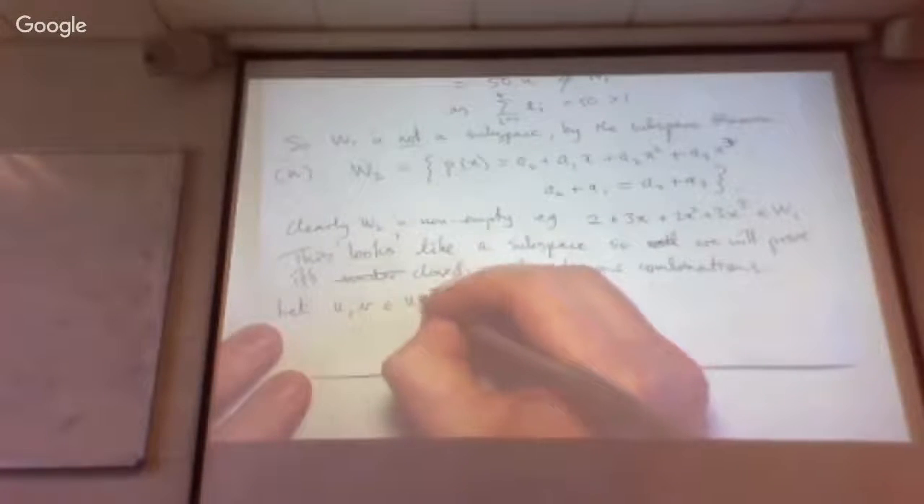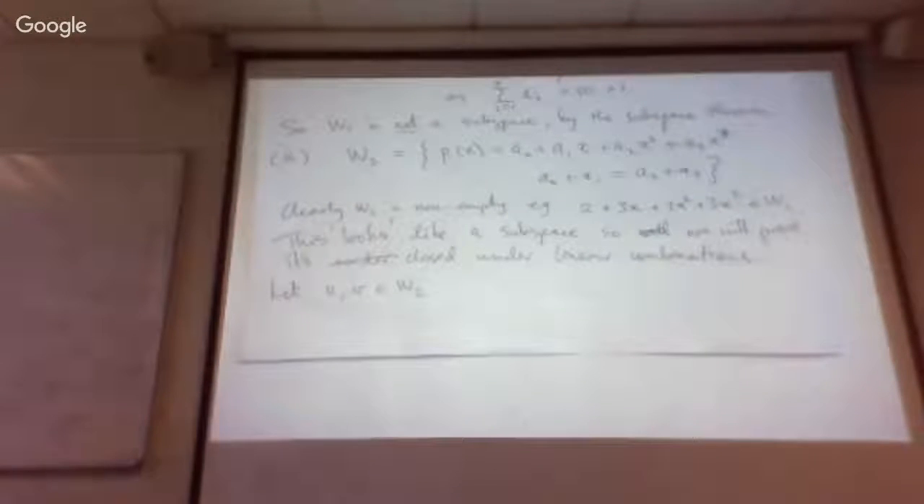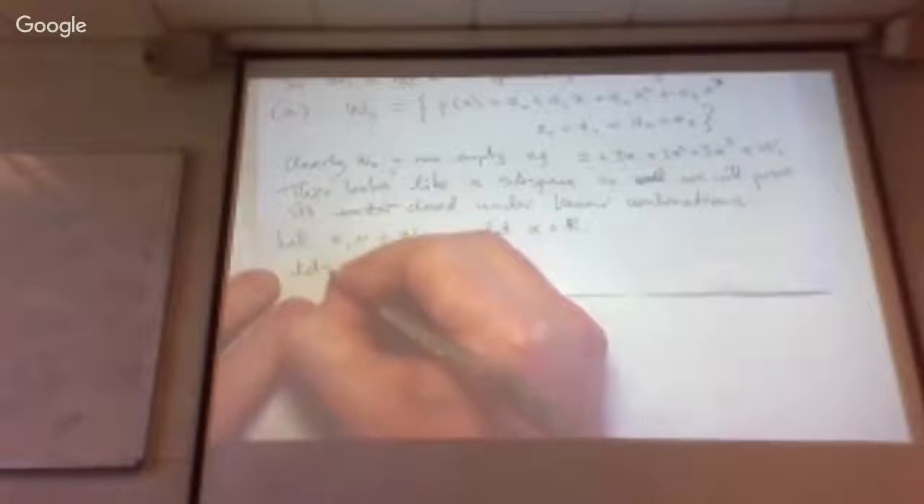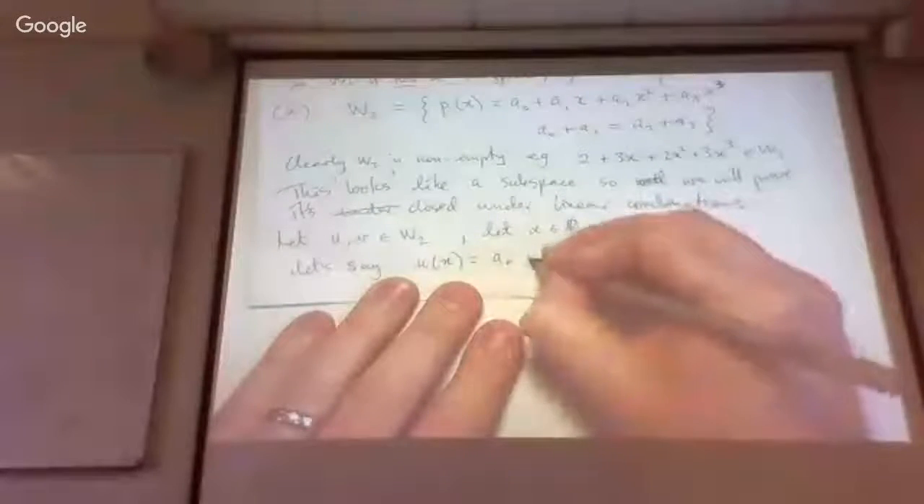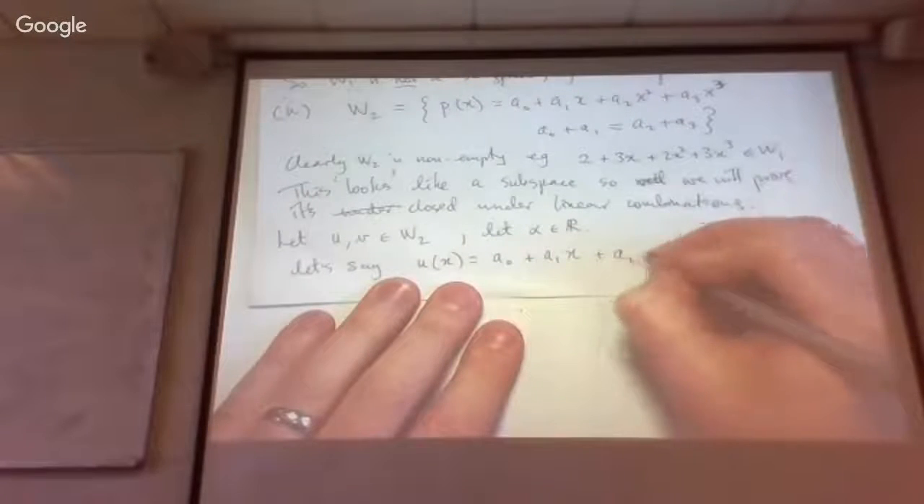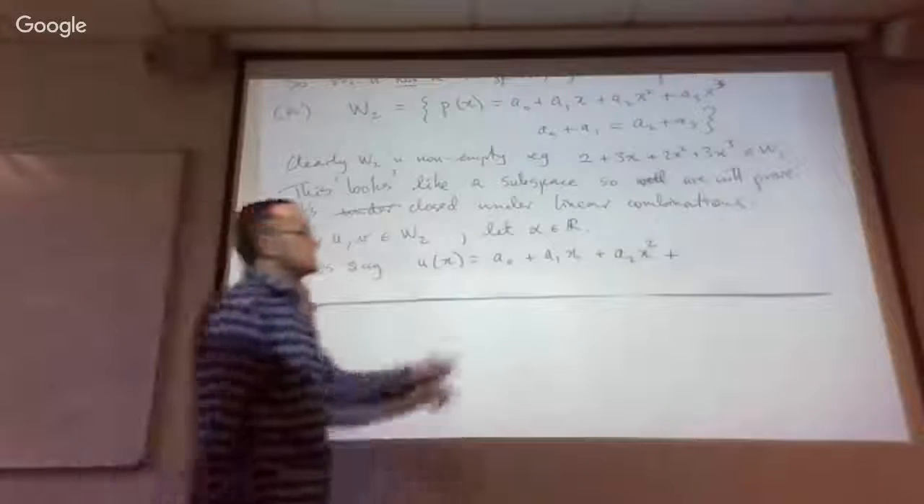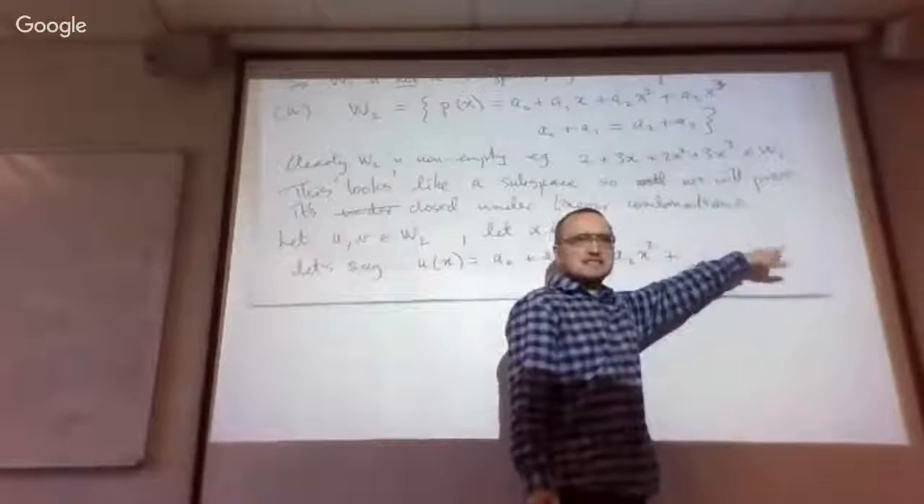So you take a u and a v. Let u and v be any two elements of W2. And let alpha be any real number. Now, what's a good way of encoding the fact that u and v come from W2 into how we're going to represent it? Well, let's say the polynomial u of x, we want to keep it general. So it could have any a0, any a1, any a2, but we can build in the condition that u is an element of the space W2 by our choice of how we represent its final coefficient.